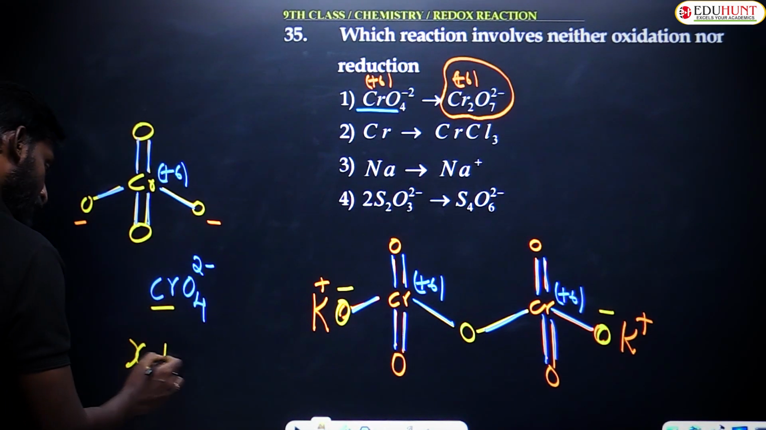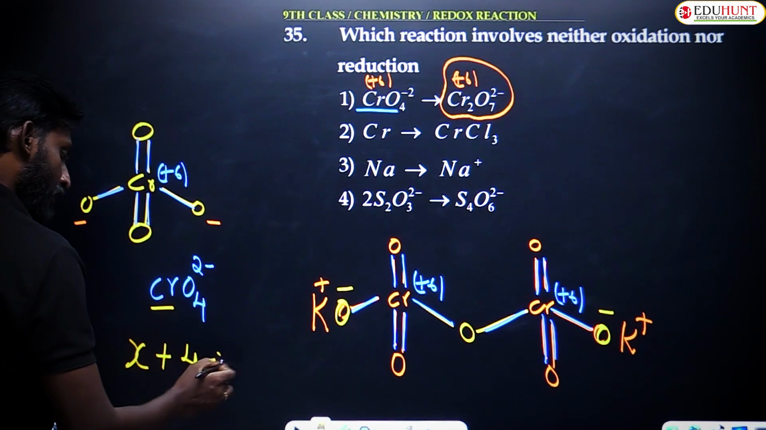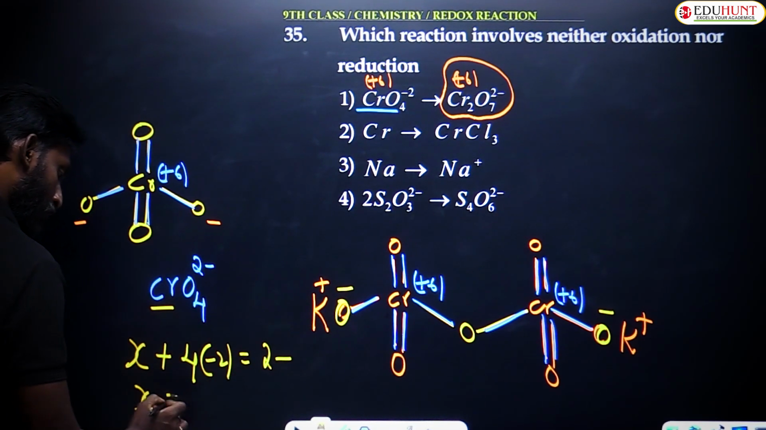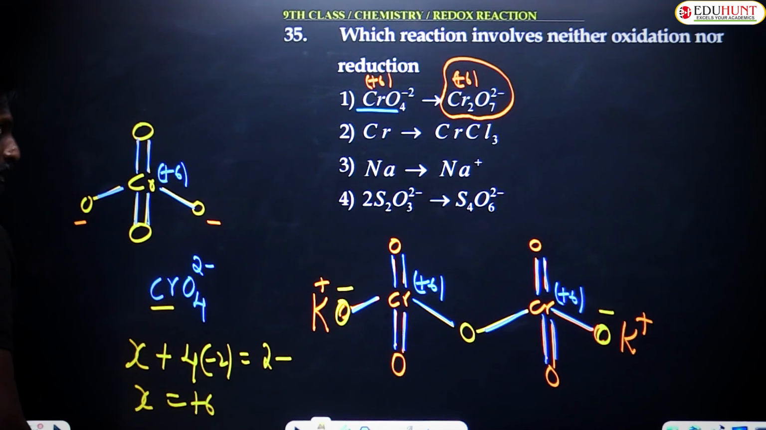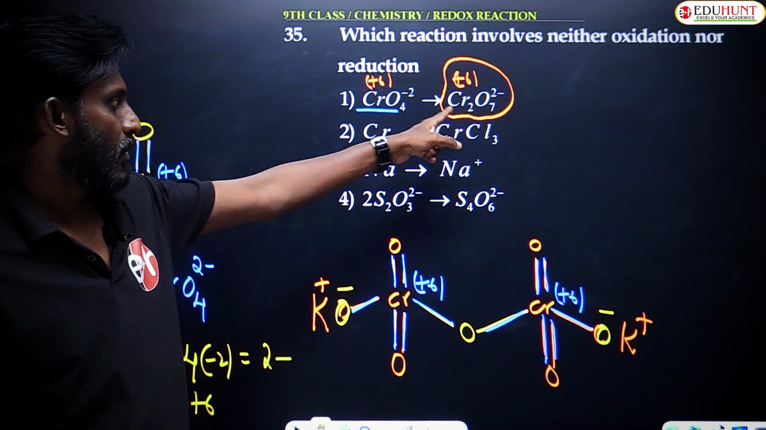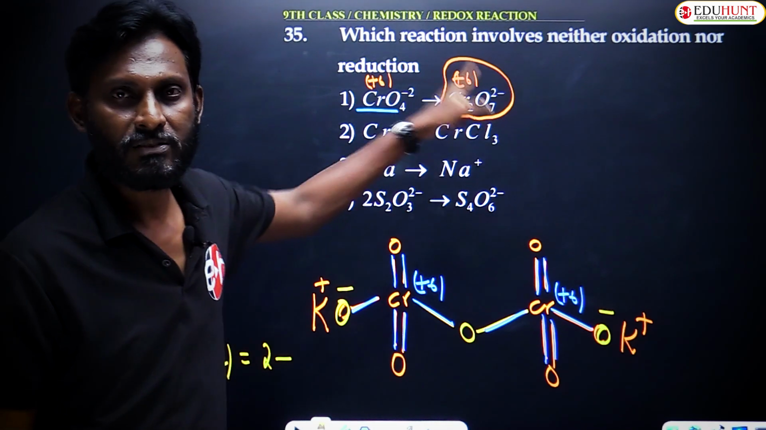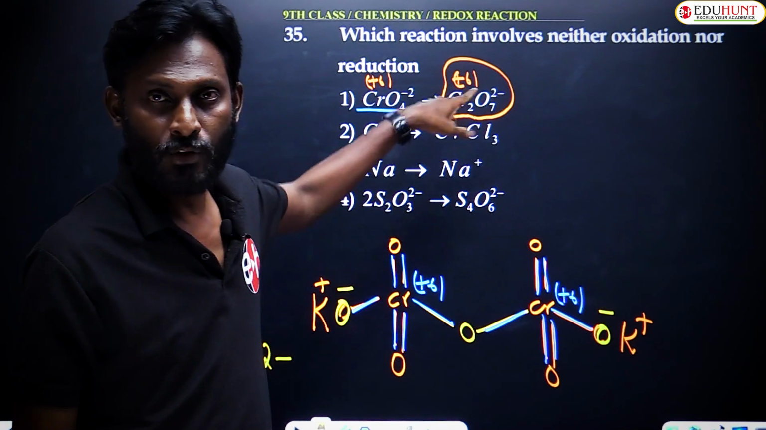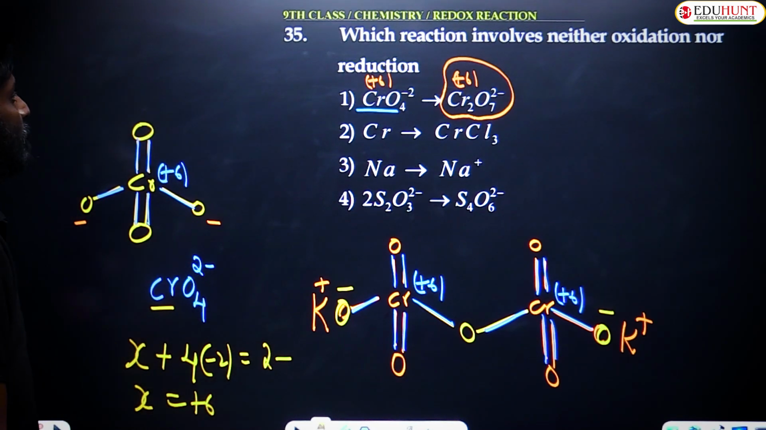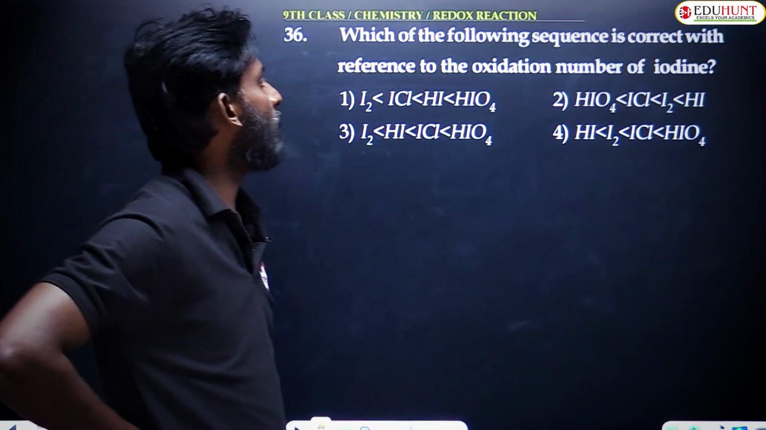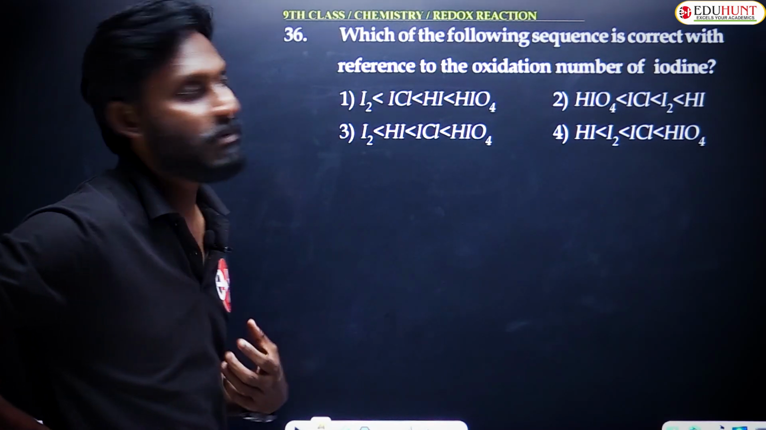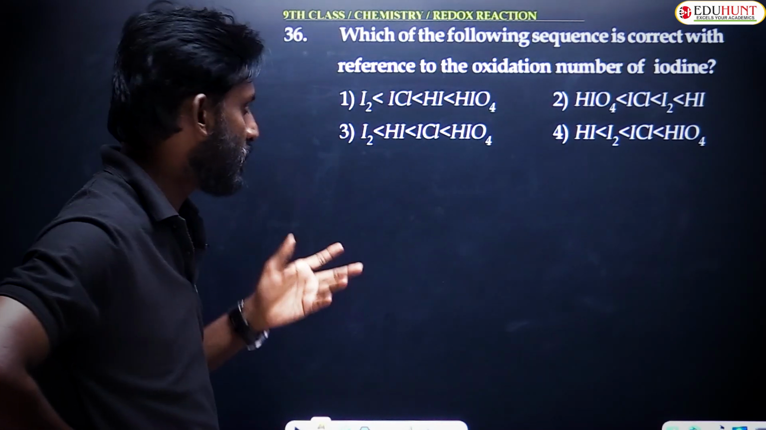X plus 4 into -2 is equal to the charge present on the species, -2. X comes out to be +6 directly. You can simply answer the question within a fraction of a second. And we determine the oxidation state of chromium in dichromate several times in balancing redox reactions. Now, which of the following sequences is correct with reference to the oxidation number of the iodine? Okay, 4 options.